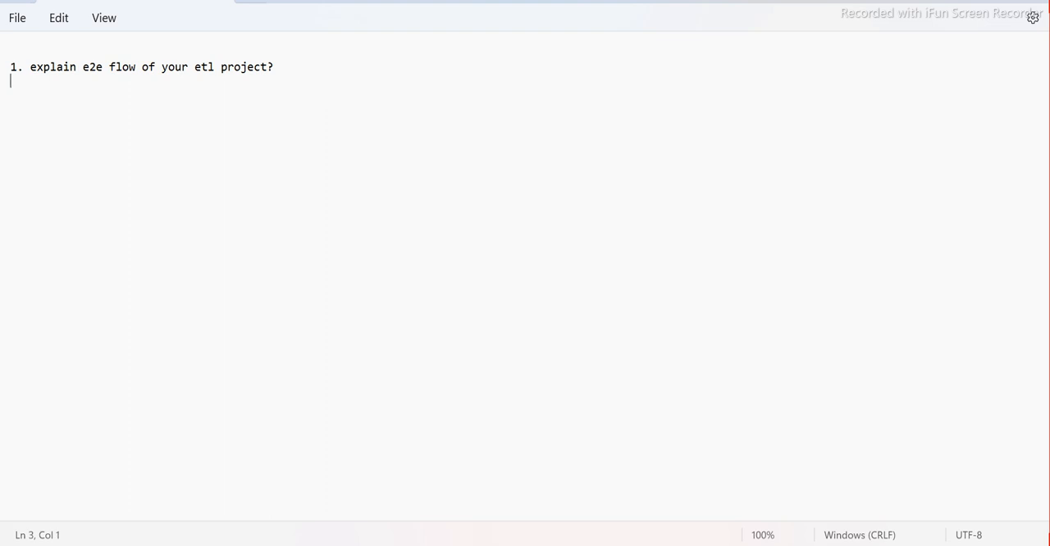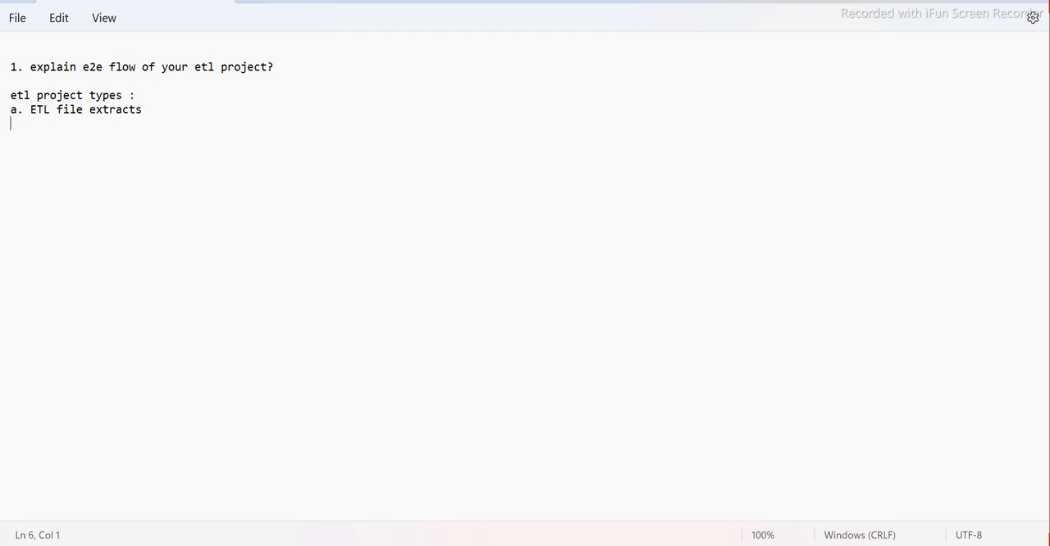So first, I will say ETL project types, right? Let's try to understand them first. The first one is very simple, right? The first ETL process is basically ETL file extracts, right? File extracts. This is one of the simple ETL flows. I will explain what this is.